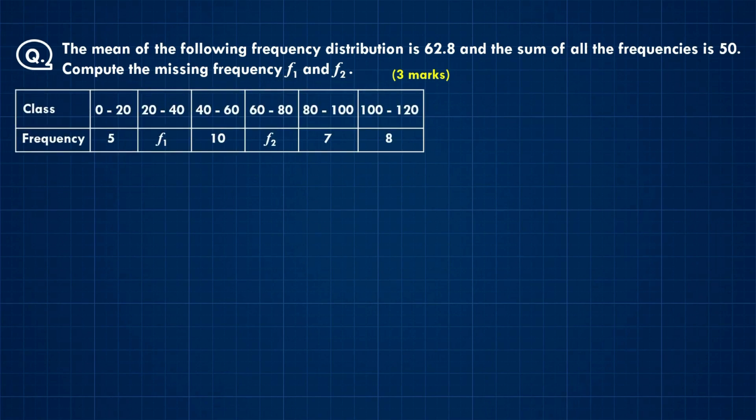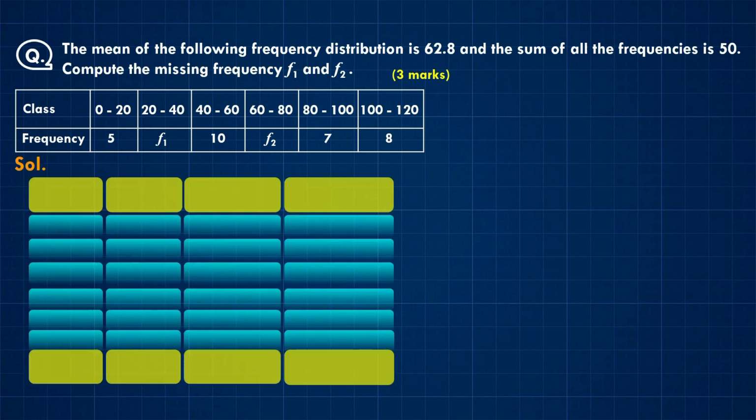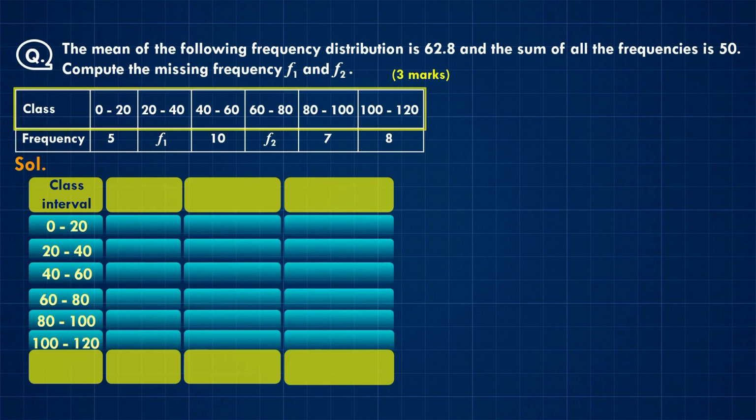Now the class interval is given and the frequency is also given, but there are two missing frequencies, that is F1 and F2. So what is given over here? The class interval we know, so we'll just put the class interval in the table. Then the frequency is also given. The frequency table we will just fill as it is given in the question.